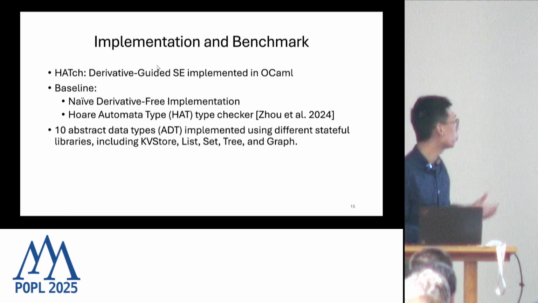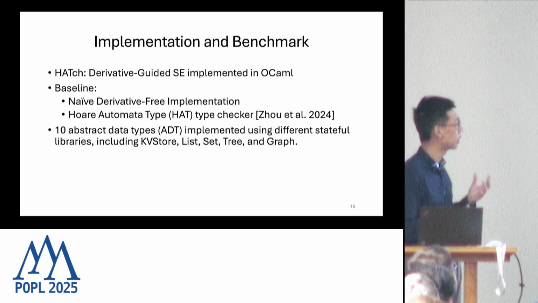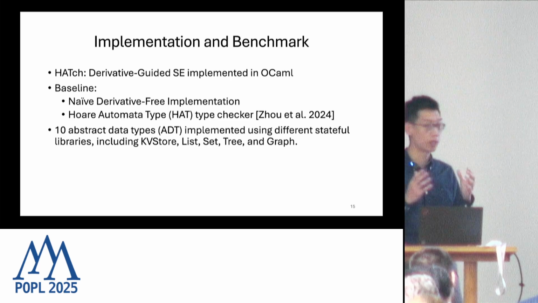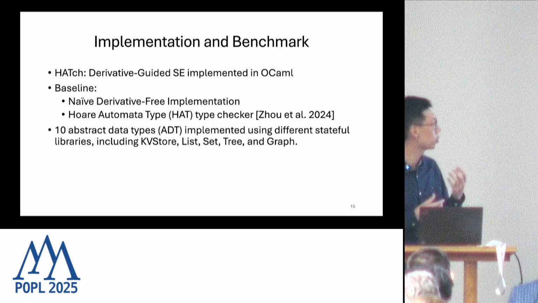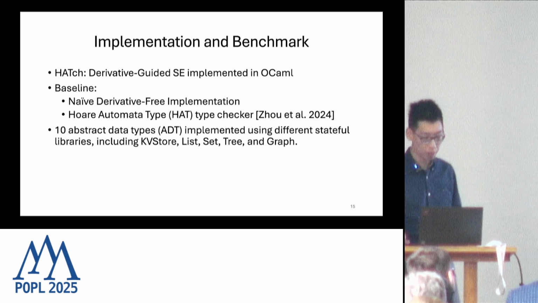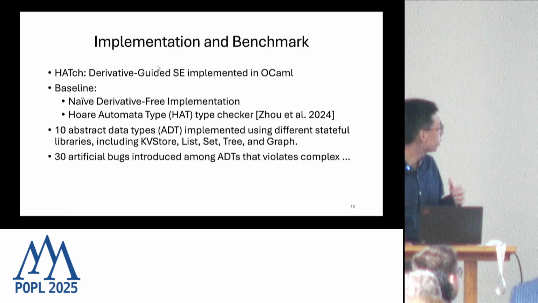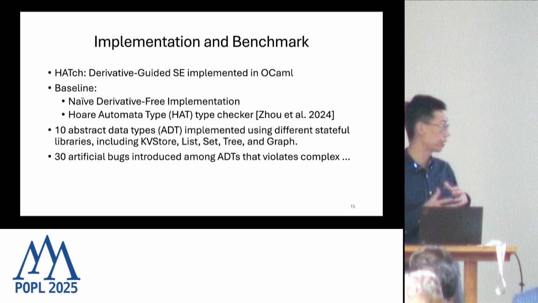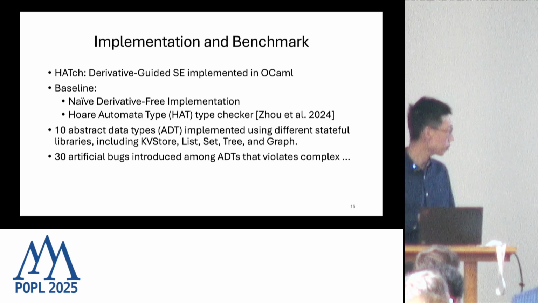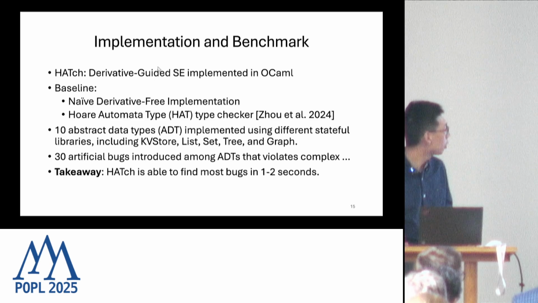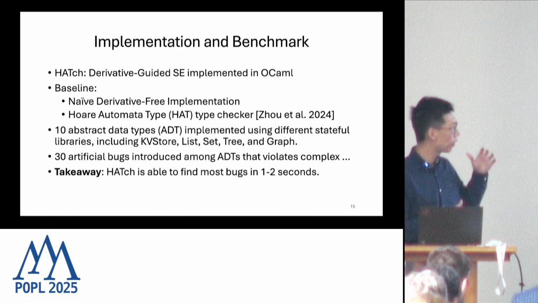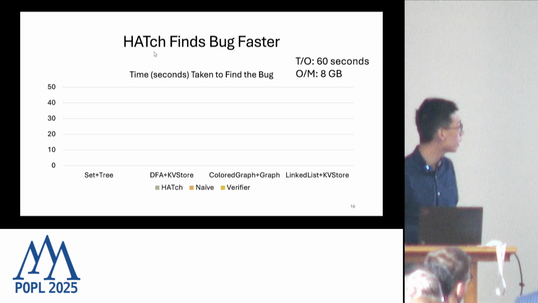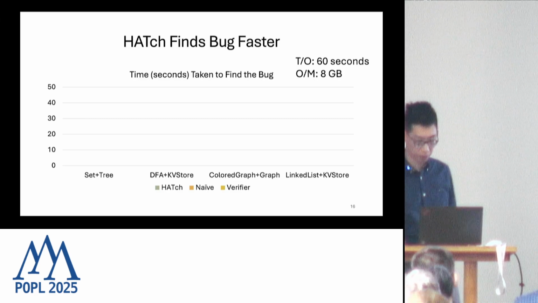We run all those tools on 10 abstract data type implementations that are implemented using various libraries, including key value store, list, set, tree, and graph. Among those abstract data types, we introduced 30 artificial bugs that will violate complex safety properties like the unique parent. And we observed that Hatch is able to find most bugs in 1 to 2 seconds. More importantly, Hatch is able to find those bugs faster.